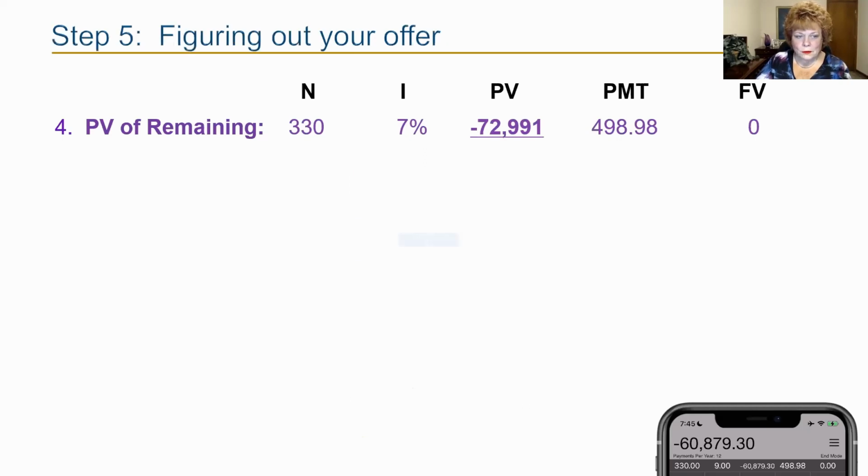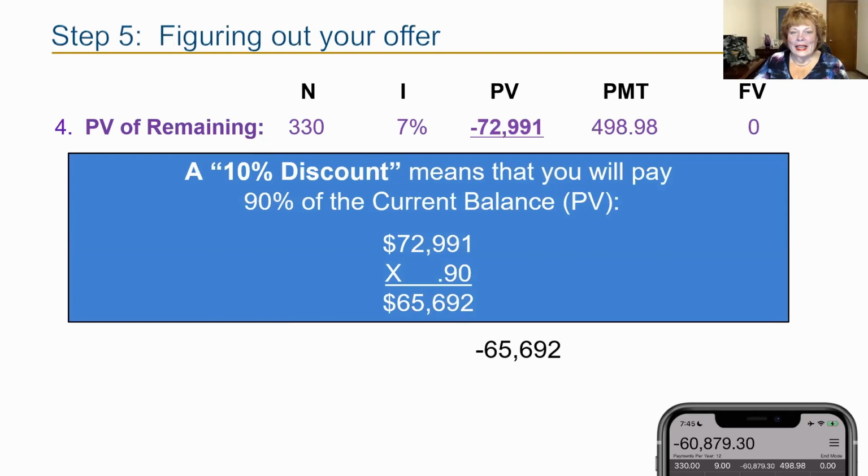I think I went backwards. Okay. Now this is the part I wondered if you might have been confused about. What we just talked about was discounting the note to give the investor a 10% yield, or a 10% rate of return on their money. That is not the same thing as buying a note at a 10% discount. You're going, Donna, what the heck are you talking about? If somebody says that they want a 10% discount, that means they'll pay 90 cents on the dollar.